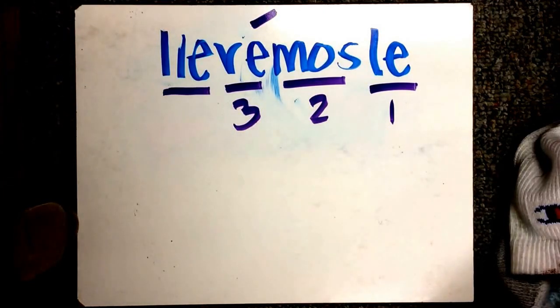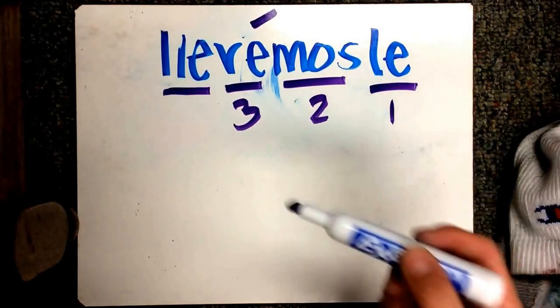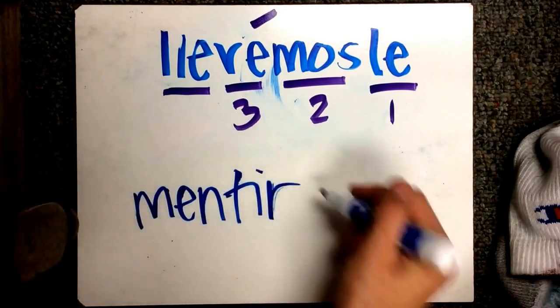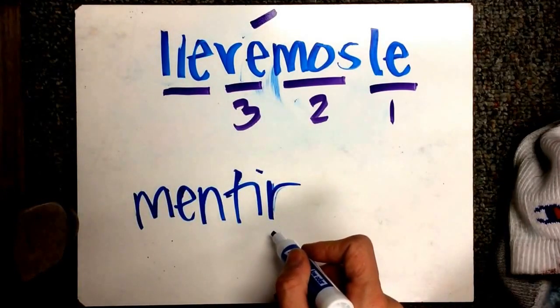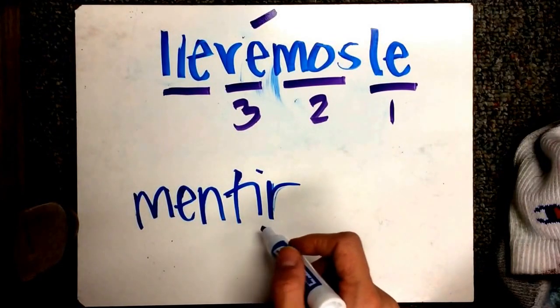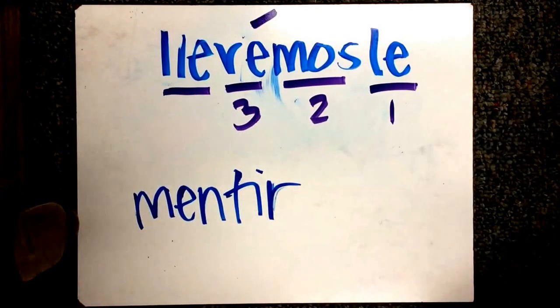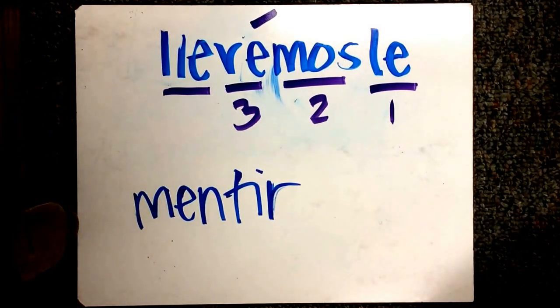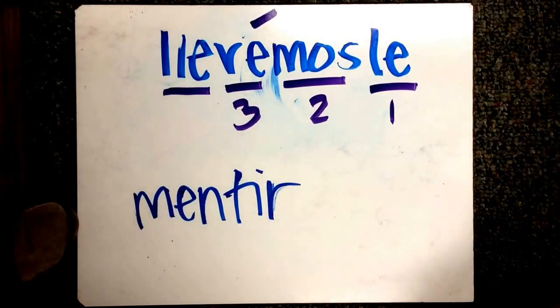So now let's take a look at an IR verb that stem changes. And we are going to put it into a command form and then attach an indirect object pronoun. And we're going to use the verb mentir. Right away off the bat, I notice that it's an IR verb. And I know that it stem changes from E to I in the subjunctive. So it stem changes from E to I in the nosotros command.